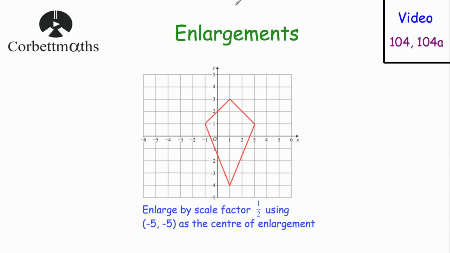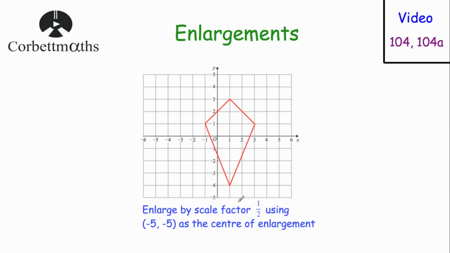And our next topic is enlargements. And that's videos 104 and 104A on Corbettmaths. So in M7, whenever we're doing enlargements, the enlargements may include fractional scale factors. So here's a typical question. It says enlarge by scale factor a half using -5 as the centre of enlargement. So we've got a fractional scale factor. Okay, so let's have a go at this question.